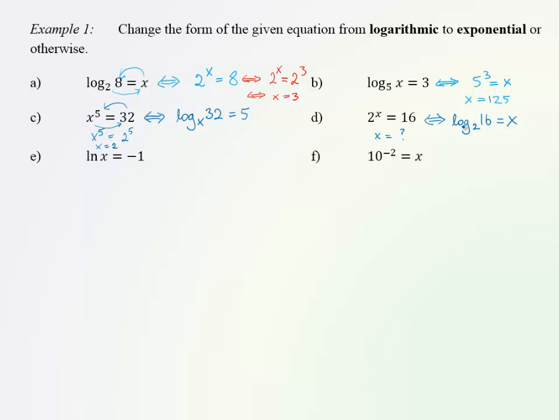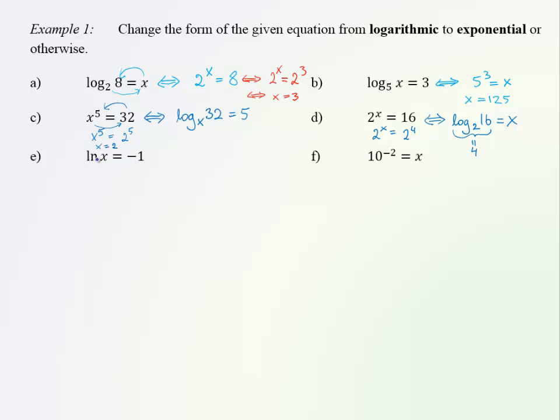But how much is that? If we think of 16 as really 2 to the 4, and on that side we had 2 to the x, therefore we know that this x is really equal to 4. So we know that this expression is actually equal to 4. It's good to keep this in mind. That's the exponent that 2 needs to be raised to in order to get 16. So that's another way of evaluating logs in your mind.